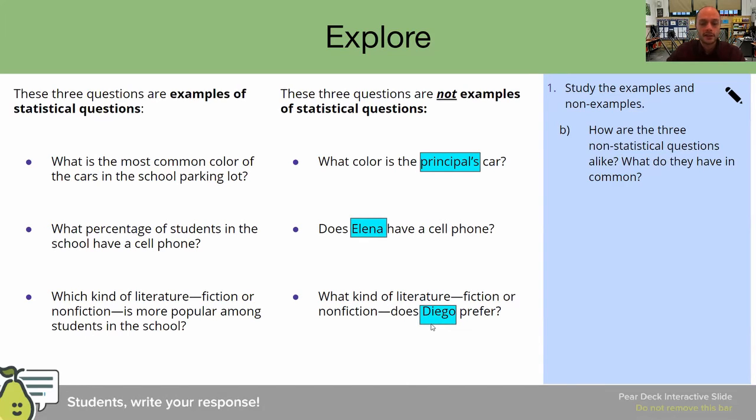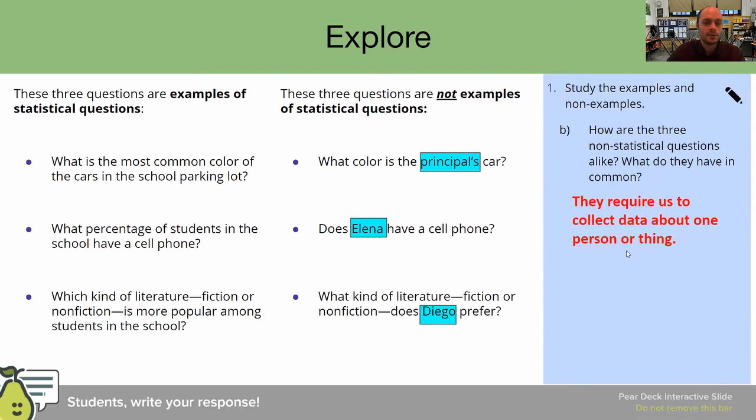you are correct. So if you're saying that all three of these questions share the fact that they are all referring to one item or one person, you are correct. So we can address this question that says, how are the three non-statistical questions alike? What do they have in common? We can address this by saying they require us to collect data about one person or thing.